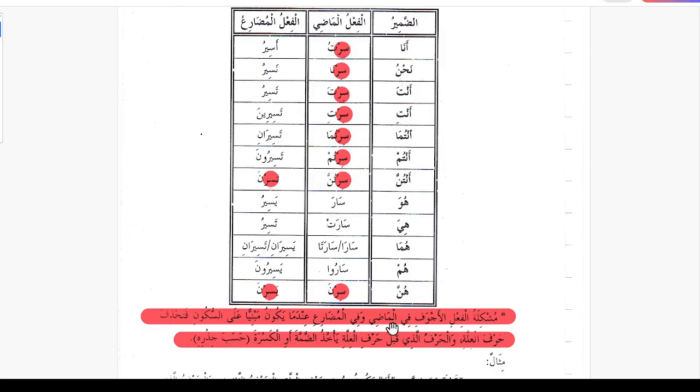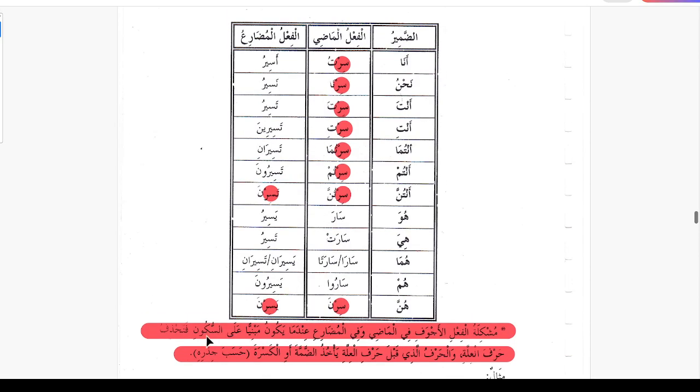Mushkilatul fail al ajwaf fil madi wa fil mudare indama yakunu mabniyan ala sukun. So the problem with the fail ajwaf in the past and in the present tense is when it becomes mabni ala sukun, like I have highlighted here. Fanahdhif harf al-illa. The problem is that when it becomes sukun, then harful illa is omitted. So that is the first case.